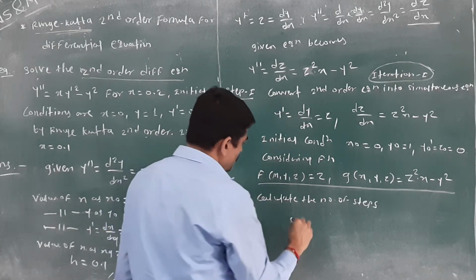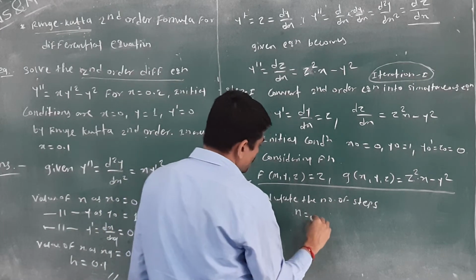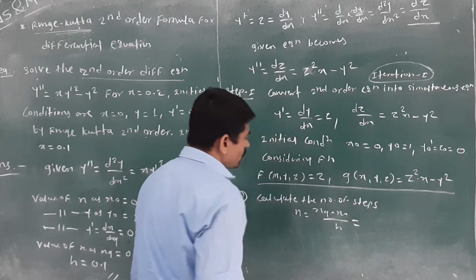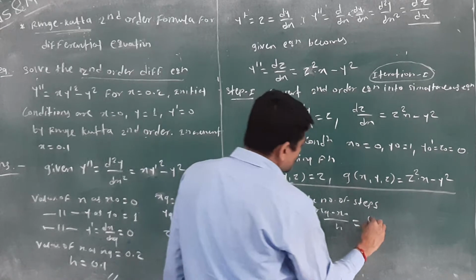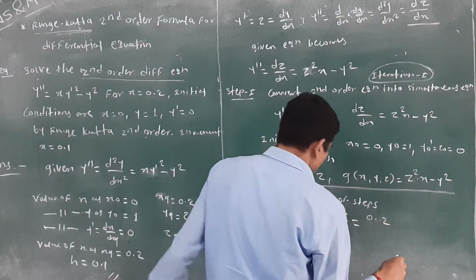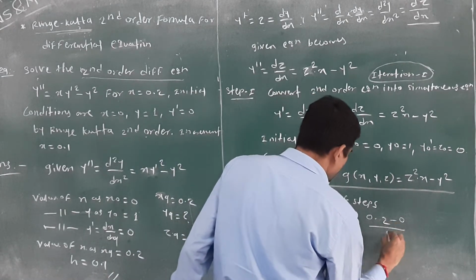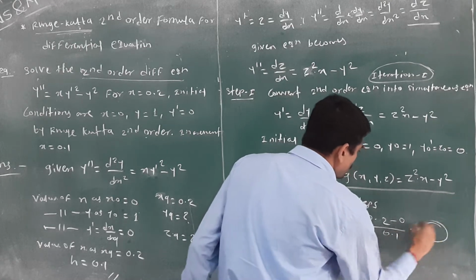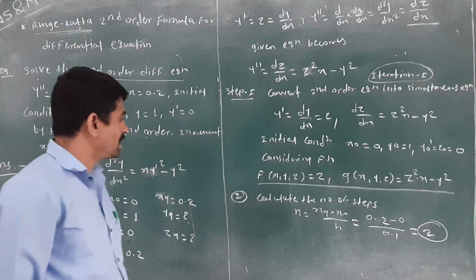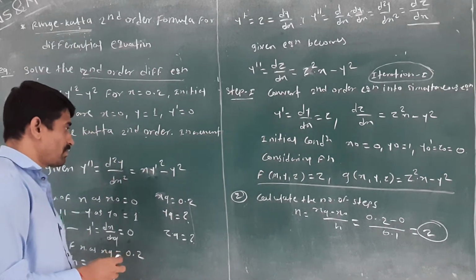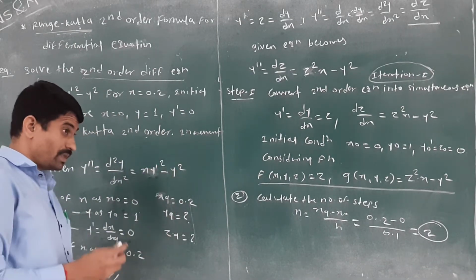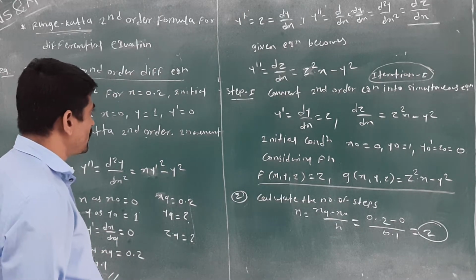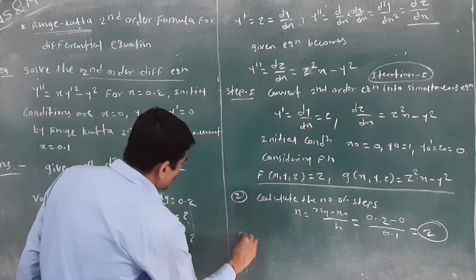How to calculate how many steps? We want to calculate n is equal to xg minus x0 divided by h. You know the formula. What is xg? xg is given as 0.2, minus 0, and again here 0.1 is there, so you will get 2. It means we want to perform 2 iterations, or we want to use this formula 2 times.